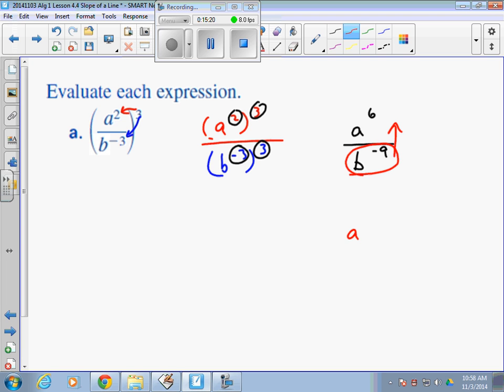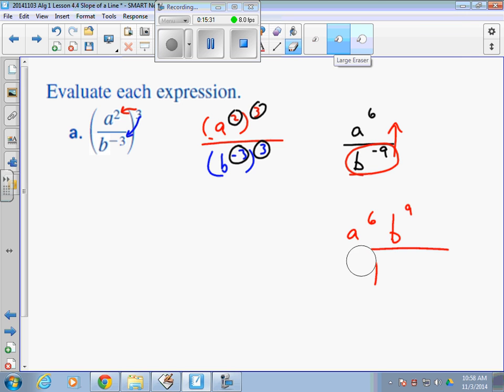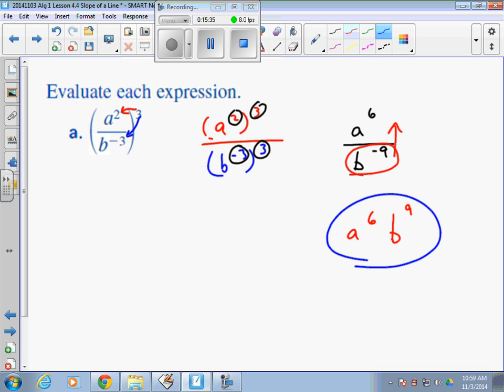So a to the 6 does not move. It's still at the top of the fraction. B to the negative ninth goes up, and it becomes b to the positive ninth. There's nothing left at the bottom. It's over 1. There's no reason to write anything over 1. So your simplified version of this is a to the 6th, b to the ninth, or a to the 6th times b to the ninth.